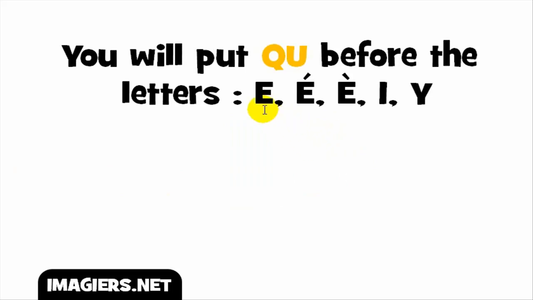Okay, but then we've got another way to write the sound k, especially if we combine it with other letters and these vowels especially. So accent aigu, remember it's the sound E. Accent grave, it's the sound E. And then I and Y. Y, remember that you will pronounce it like I. Okay? So before these letters, you will have to put this QU. Okay? So two letters just to get the sound K.